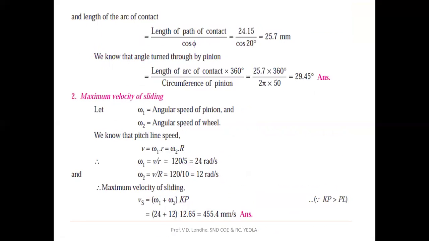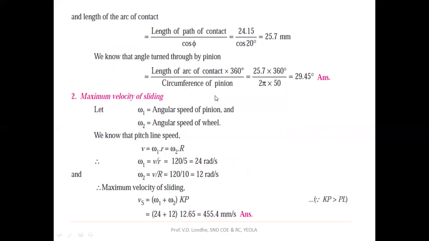Then, by knowing the length of path of contact, we get the length of arc of contact. The length of arc of contact is defined as the length of path of contact divided by cos phi. From the length of arc of contact we also get the angle turned by the pinion or the gear. For finding the angle turned by the pinion, the formula is length of arc of contact times 360 degrees divided by circumference of pinion. So directly we will get this value.